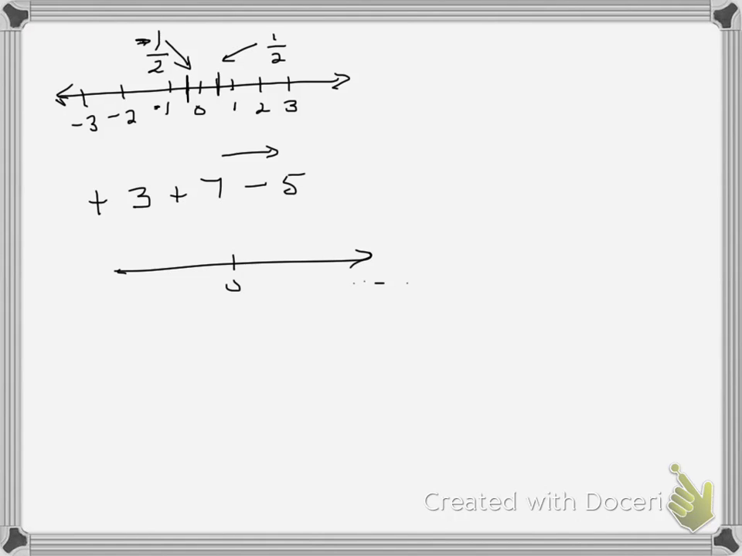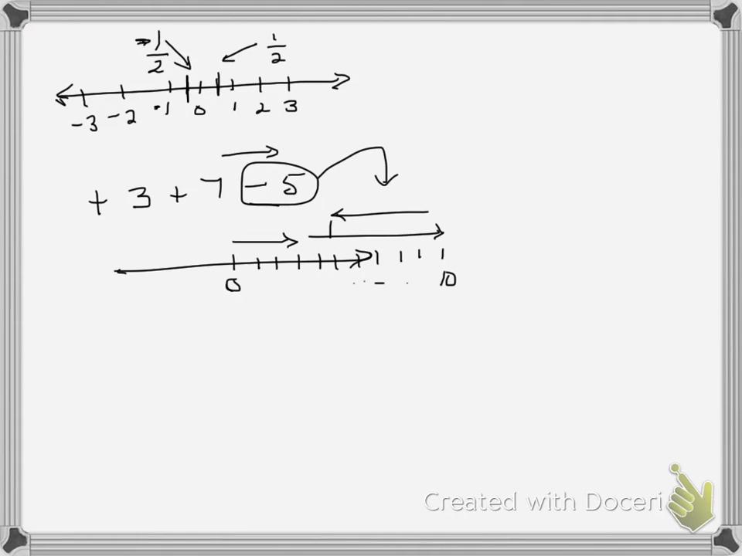If I start with 0, I could add 3, 1, 2, 3, going over to here first. Then I could add 7 more, 1, 2, 3, 4, 5, 6, 7, going all the way over to here. So I would be at 10 now. And then I would go back 5, 1, 2, 3, 4, 5 to here. So notice when I subtract 5, I'm going to the left on the number line, whereas if I'm adding, I'm going to the right on a number line.